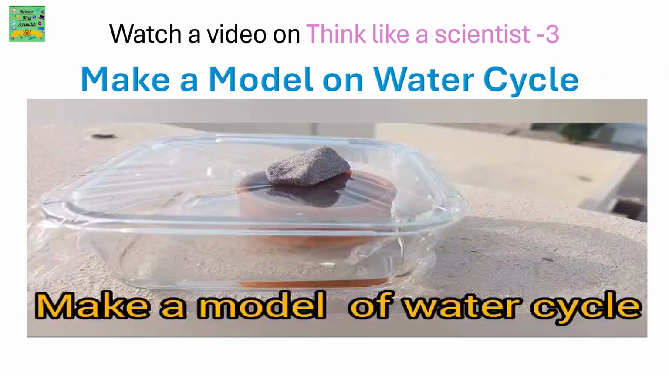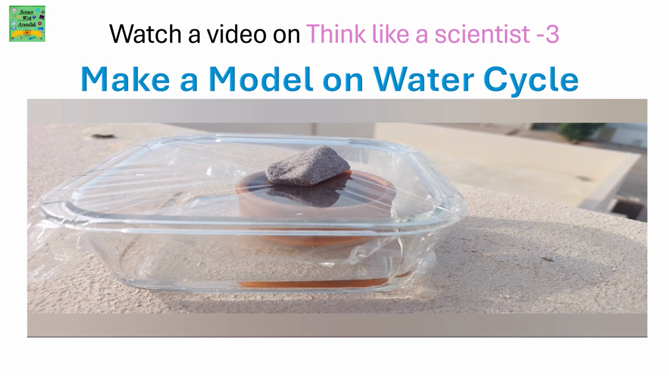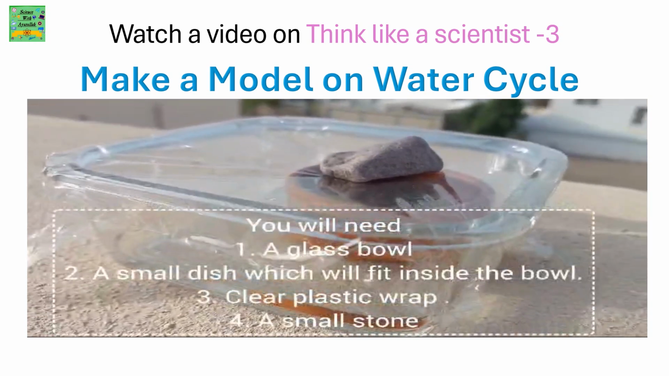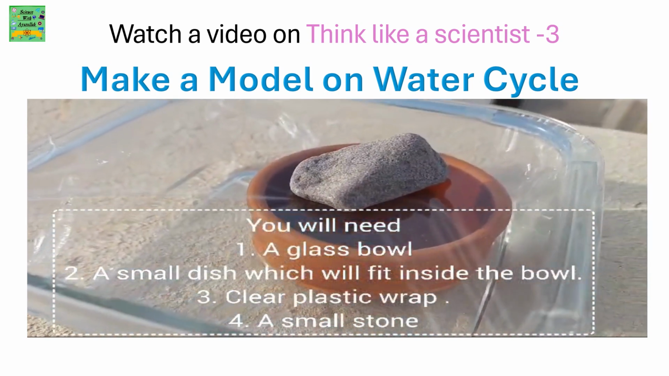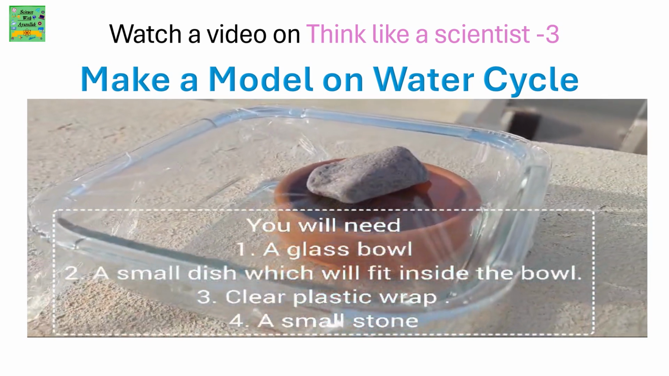You can watch this video on Make a Model on Water Cycle, which will help you better understand this concept of water cycle. Making a model representing the water cycle. For this, you will need a glass bowl, a small dish which will fit inside the bowl, clear plastic wrap, and a small stone.